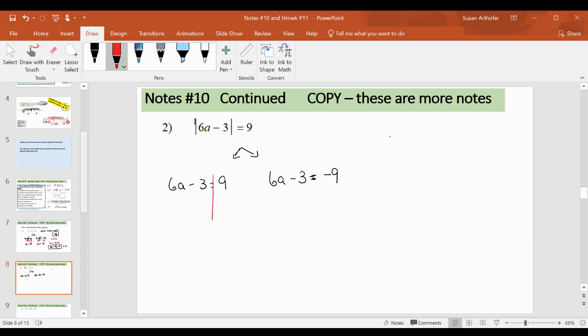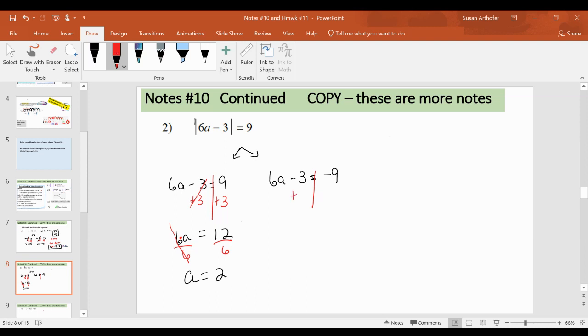And then the next step is to solve them. So subtract 3, the opposite operation is to add 3. 6a would be equal to, what's 9 plus 3? It's 12. Next step is to divide by 6, because you're undoing that hidden multiply, because this means 6 times a. So you divide by 6. So a would be equal to 2.